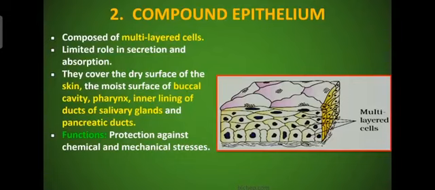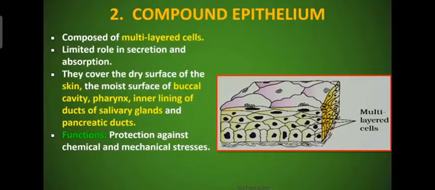So they have a limited role in secretion and absorption. If a single row or single layer is there, then secretion and absorption will take place easily. But here it is multi-layered, so it plays a lesser role in secretion and absorption.